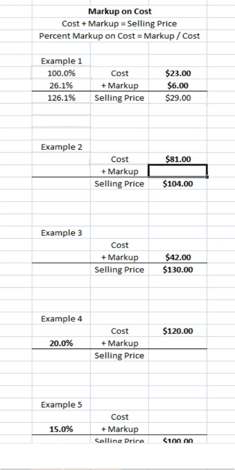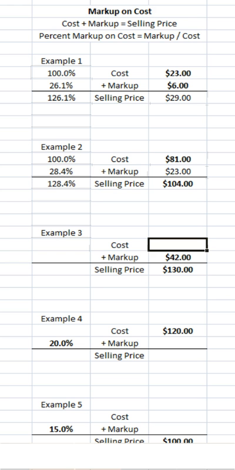We're told two different pieces of information. We're told that the cost is $81 and the selling price is $104. So we need to be able to find the markup. Well, the markup is going to be the difference between the cost and the selling price. So it'll be 104 minus 81, which will be $23. Now for the percentages, again it's 100% for the cost. The markup will be 23 over 81, 28.4%, and the selling price will be 104 divided by 81, 128.4%.